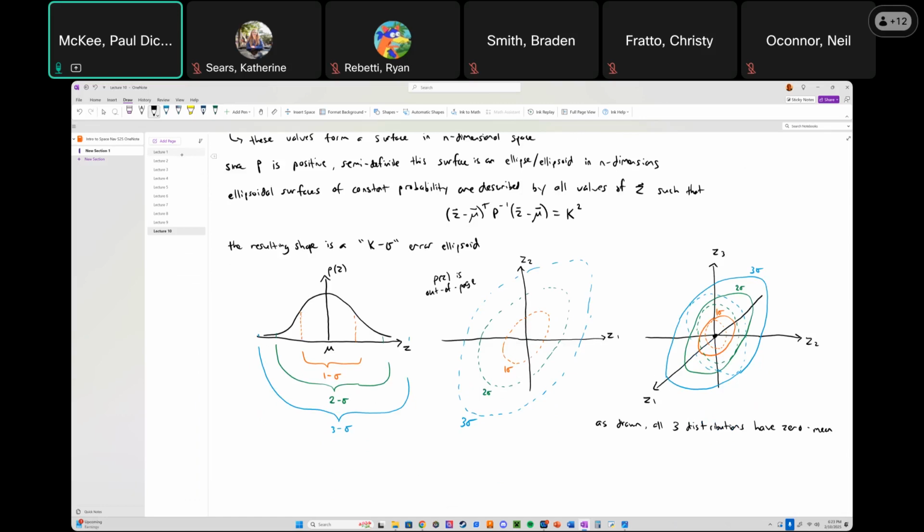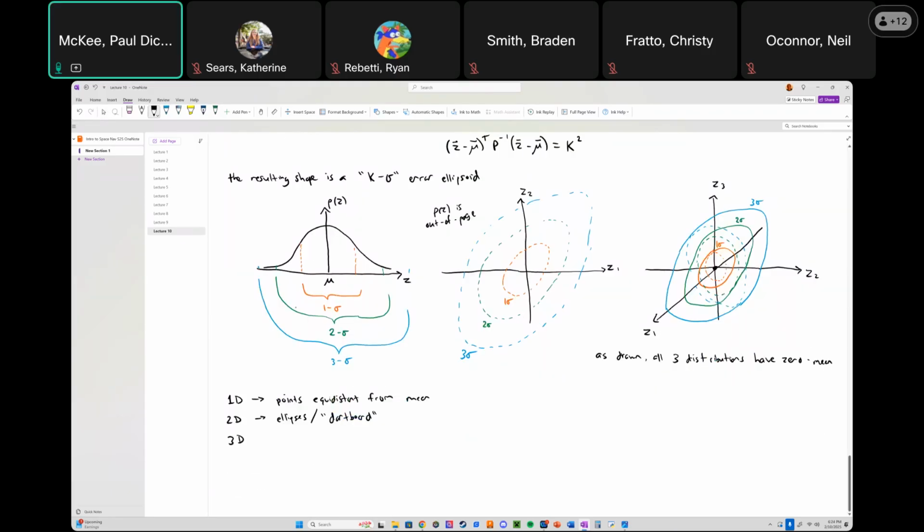So I like to think of it as, in the 1D case, we have points equidistant from the mean. In the 2D case, we have ellipses, or I think of it as like a dartboard. So we're aiming for the bullseye, but we're really pretty general, right? That's the idea. And then in the 3D case, we've got ellipsoids.